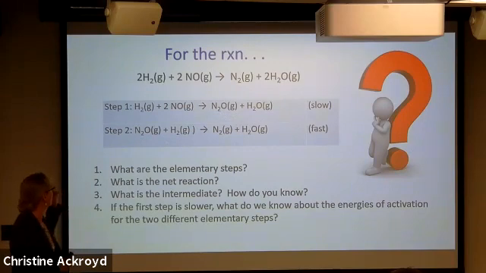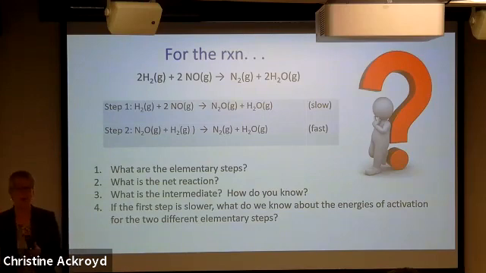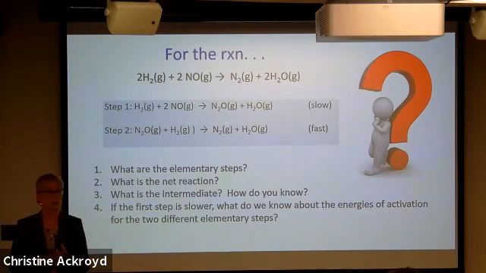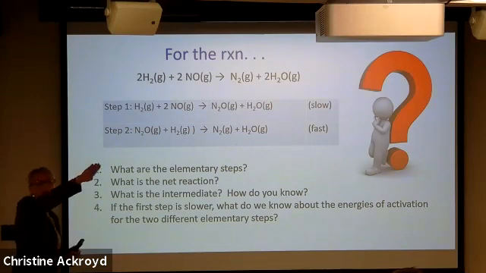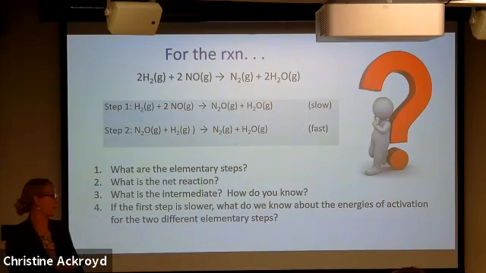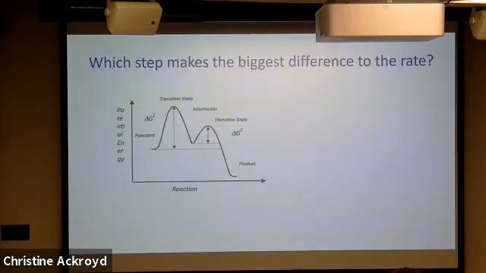Okay. Step one and step two. How many steps are there in our energy diagram? How many bumps are there going to be? Two. Which bump is taller? The slower one is taller. So what we have here is a tall peak for the first slow step, and then an intermediate forms, so there's a local minimum, and then a shorter peak for the next step. So which one makes the biggest difference to the rate? The slow one. How do you know?